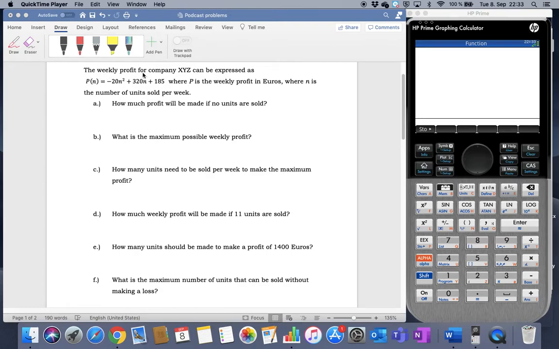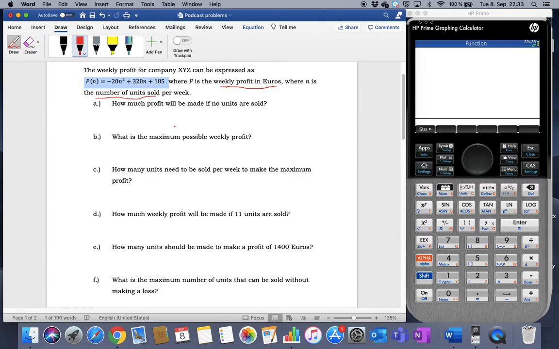The first question says the weekly profit for company XYZ can be expressed by, here is your function right here, where P is the weekly profit in euros and N is the number of units sold per week. It's always really important to remember what kind of units you're talking about. So it is number of units is N and weekly profit in euros is P. So if you think about it, the P is the Y value and the N value is the X value. So let's get started. How much profit will be made if no units are sold?